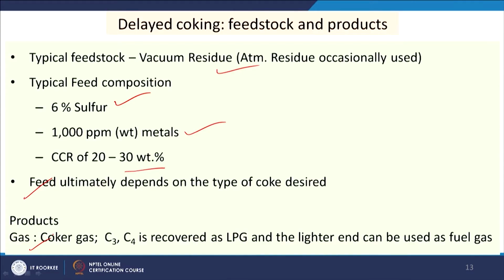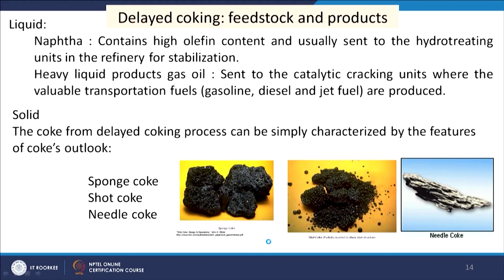And what type of products can we get through this delayed coking? We can get gaseous products, liquid products, and solid products. The gas product is the coker gas that contains C3 and C4, which is recovered as LPG, and the lighter part can be used as fuel gas.